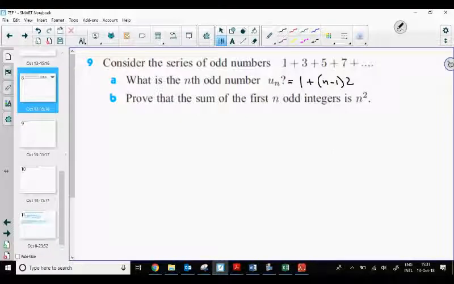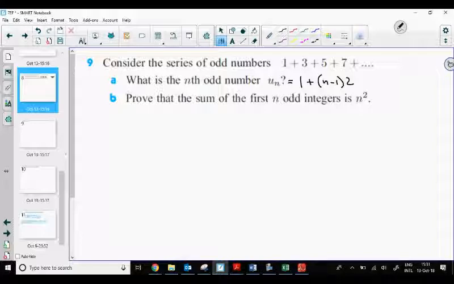All right, considering a series of odd integers. The nth odd integer, u sub n, is coming straight from the arithmetic sequence formula from the last video. We know the first term is 1. We know the common difference is 2. So there it is. Now, proving that the sum of the first n odd integers is n squared, you might not have known that. You might not have expected that, but it is true.